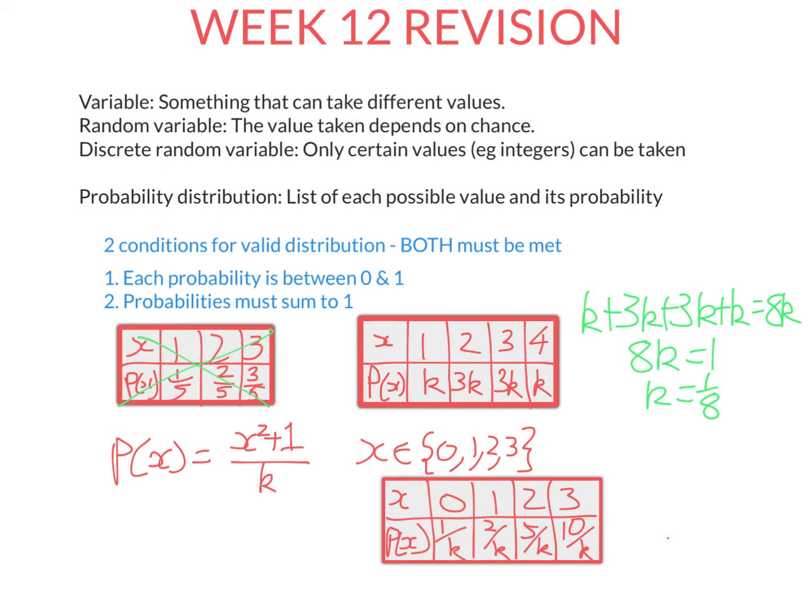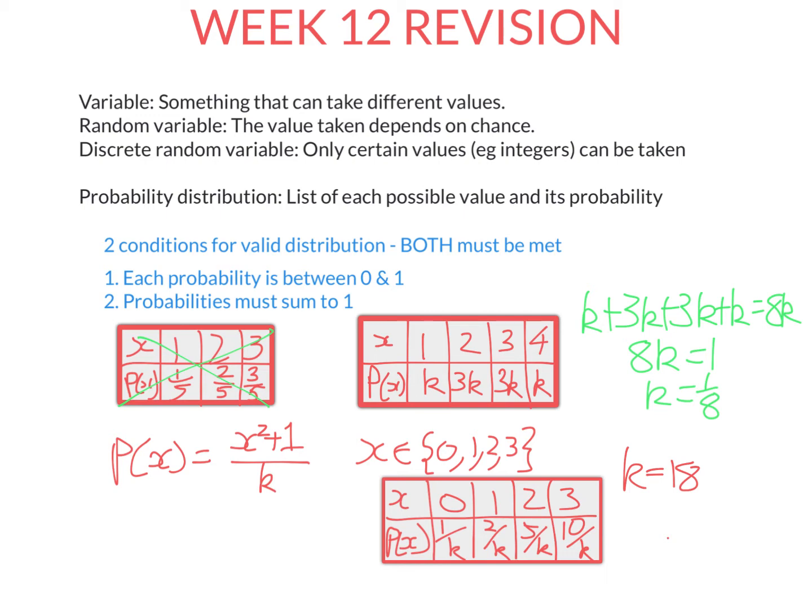So this will be a valid probability distribution if k is equal to 18, because if I add all of these, I get 18 over k. If I want all of these to add to 1, k equals 18. It's a valid discrete probability distribution.